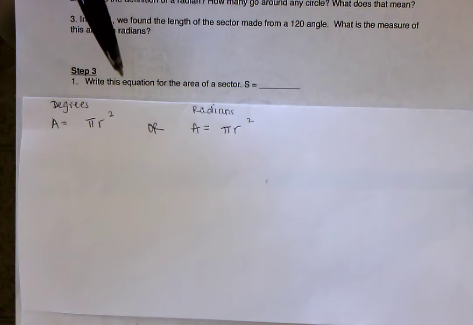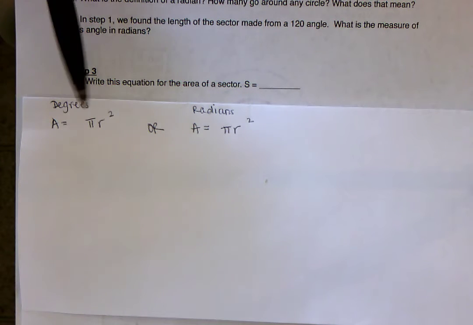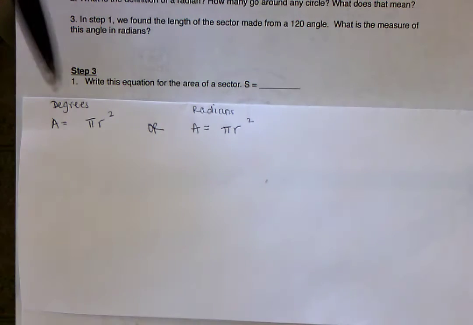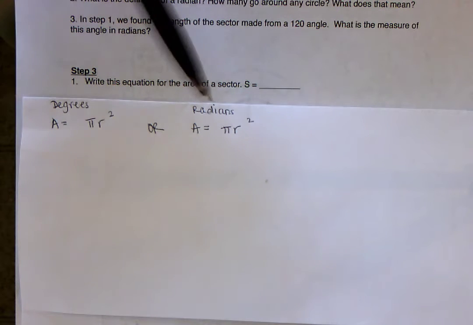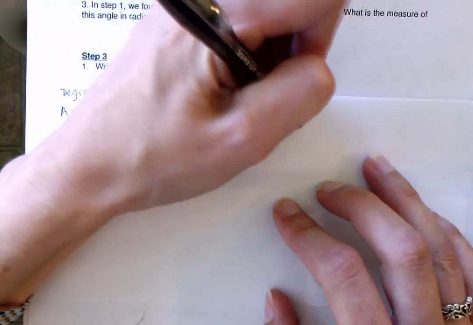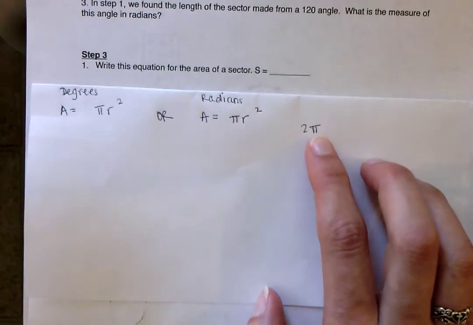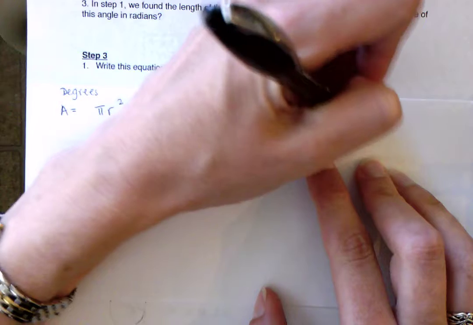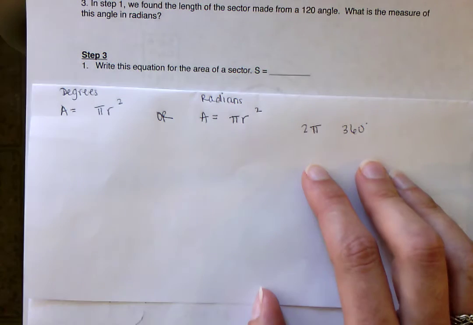So we start off by thinking about the area of a circle. Remember, the area of a circle is pi r squared. Now I know they both look the same, but what we're going to do is figure out what's the area of a sector in degrees, and what's the area of a sector in radians, using our conversion factor that we had earlier. Remember I told you it takes 2 pi or 6.28 radians to go all the way around the circle, and 360 degrees is also all the way around the circle, so we're going to use that information.